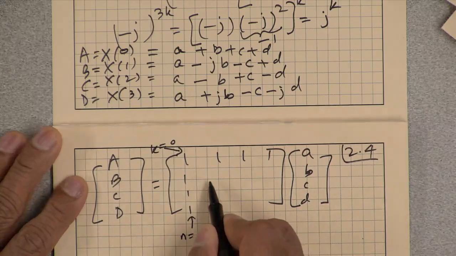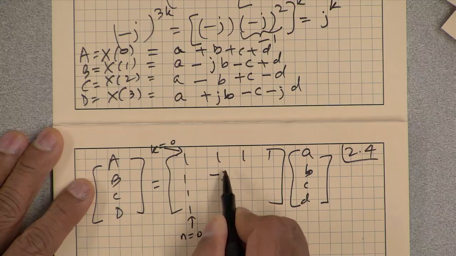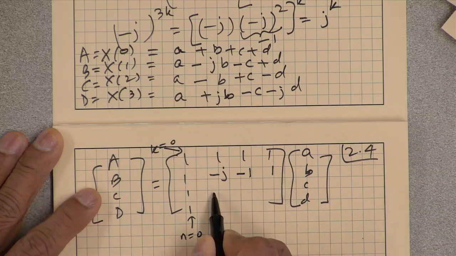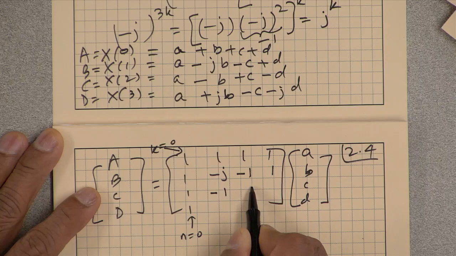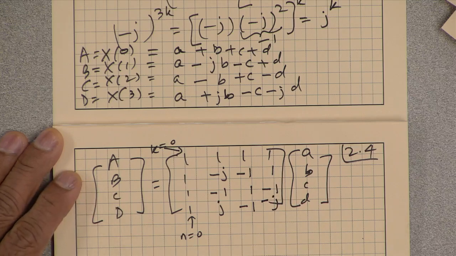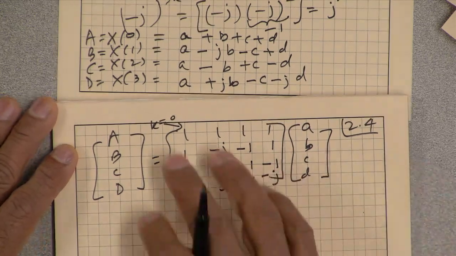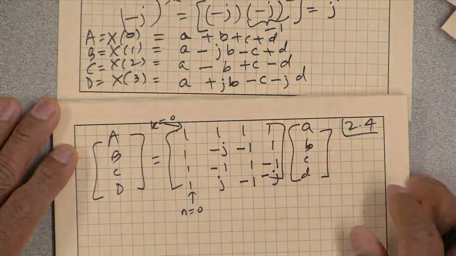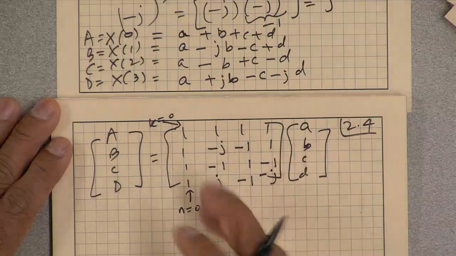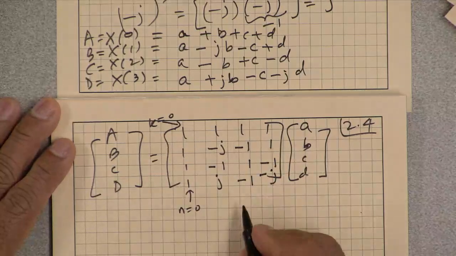Okay, so B is A minus jB minus C plus D. C is minus B plus C minus D, and then jB minus C minus D. So at least you can see that all of that has no multiplications by any numbers. So the 4-point DFT, there is multiplication by j, which is not really a multiplication.